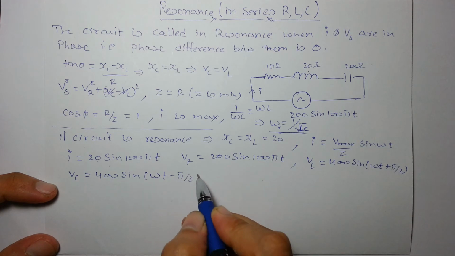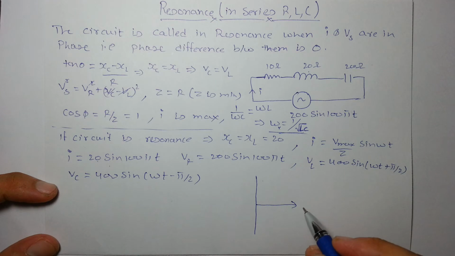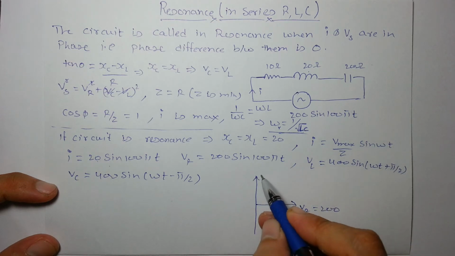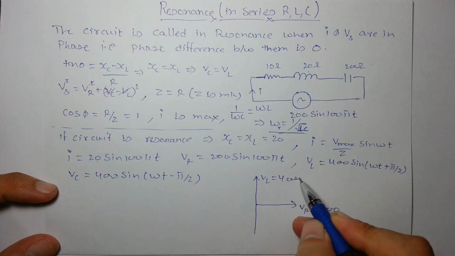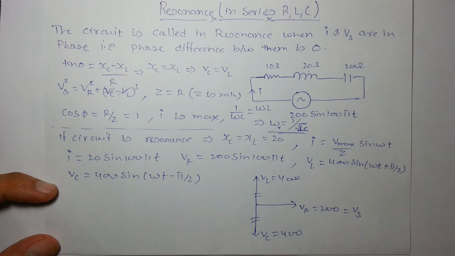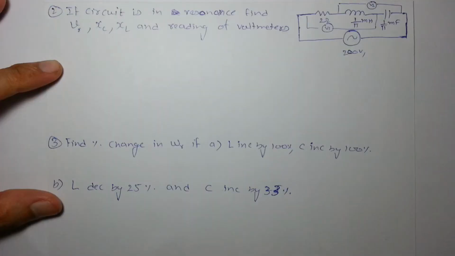Okay, and if we draw the phasor, we can say this is VR, which is 200. This is VL, which is 400. And VC value is also 400. These two will cancel and the resultant voltage is VR, which is nothing but VS. Okay, so this is how we solve a circuit in resonance.